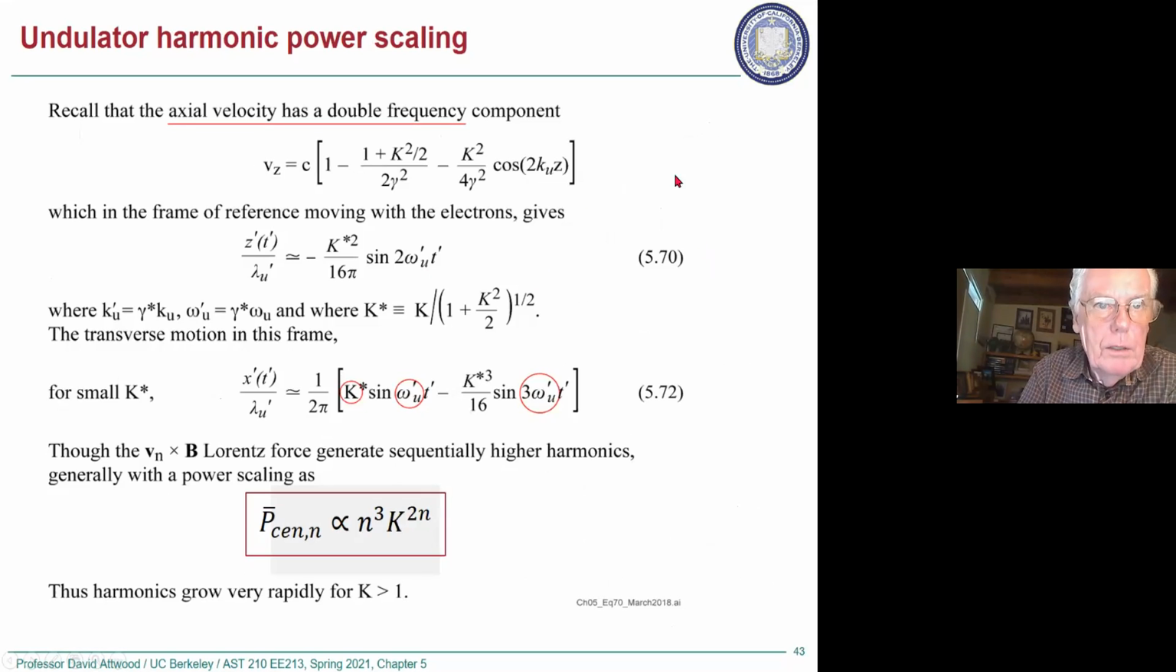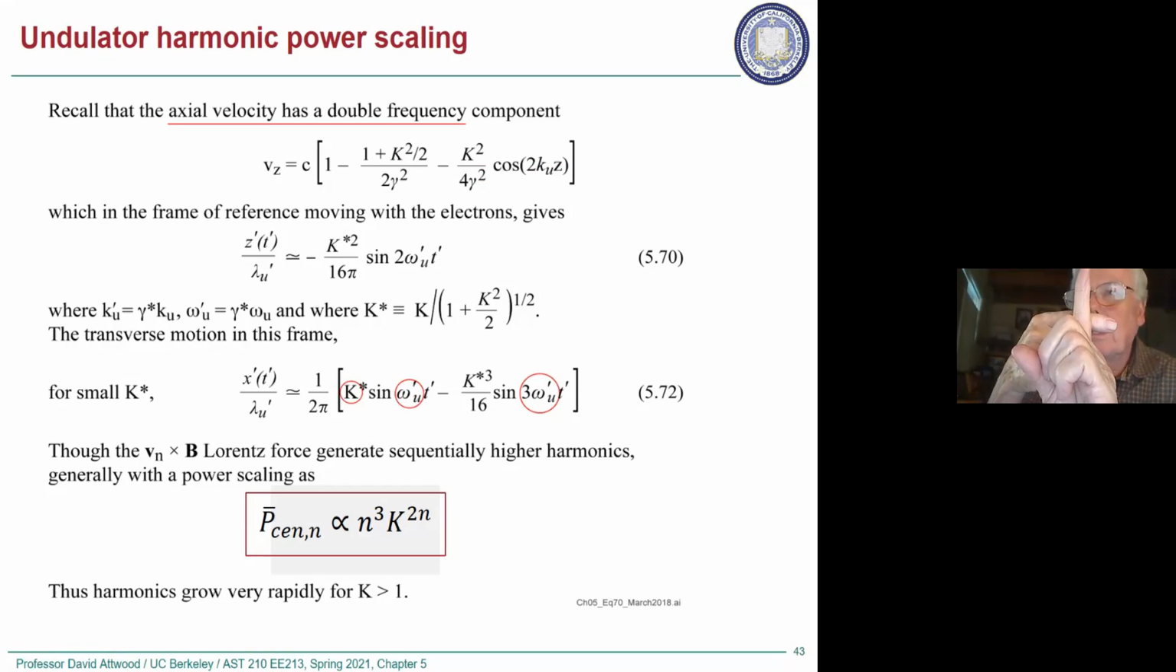What do I want to tell you here? This is what we calculated a moment ago for the VZ. It had the slowing down and it had the double frequency. So now we have a double frequency in the Z direction. When we calculate, what is that going to do to the electron motion? We have a magnetic field in the Y direction, and we have a double frequency in the Z direction. What is that going to do?